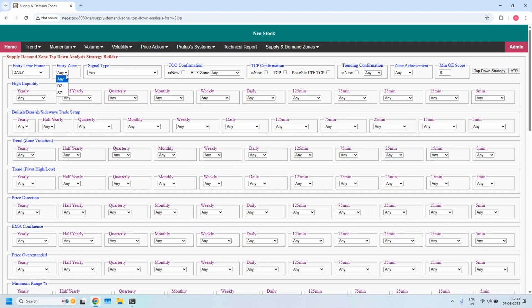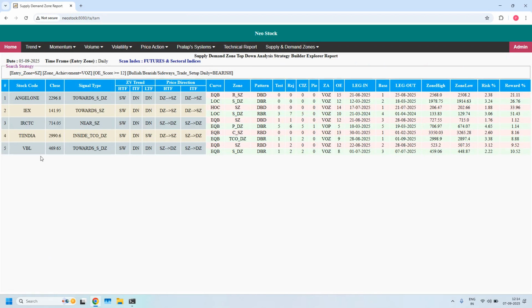Entry time frame daily, entry zone supply zone, bullish or bearish. At daily time frame I am selecting bearish. Zone achievement violated opposing zone, minimum odd enhancer score 12. So with these filters we got 5 stocks. Out of these 5, this report is perfect.